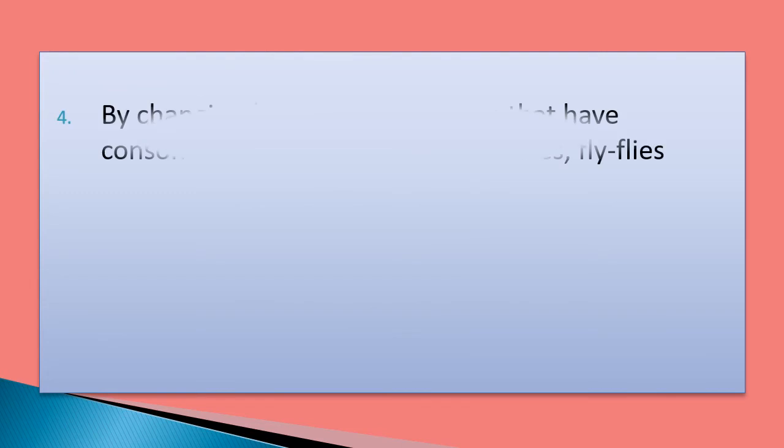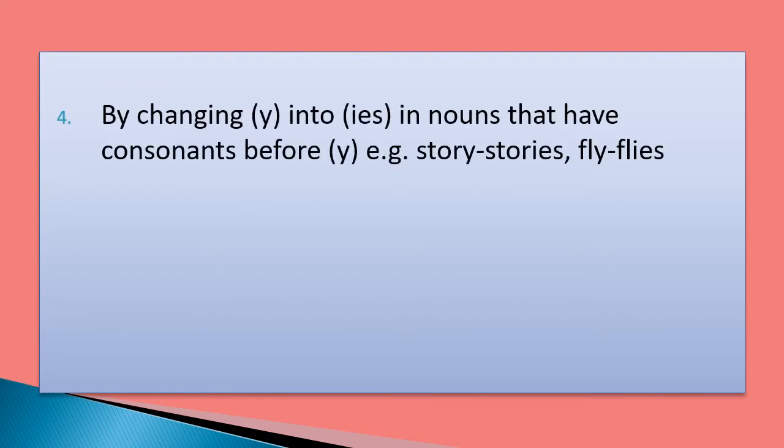Coming to the next point, the nouns that are ending in the letter y, but they have a consonant before y, in those nouns, when we are changing their singular form to plural form, we use ies in place of y. For example, story, stories, fly, flies, lorry, lorries. Consonants are all those letters other than the vowels. See, you know what vowels are, a, e, i, o, u. So the other letters are known as consonants.